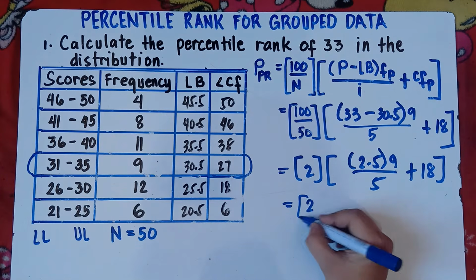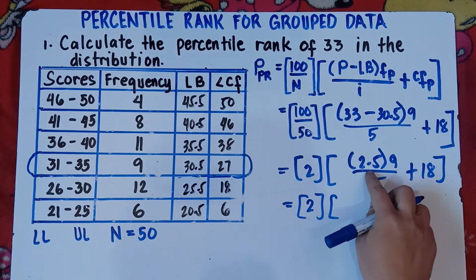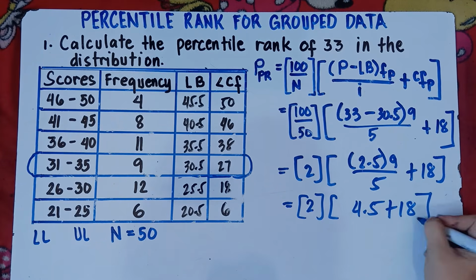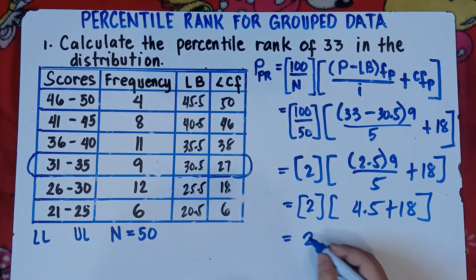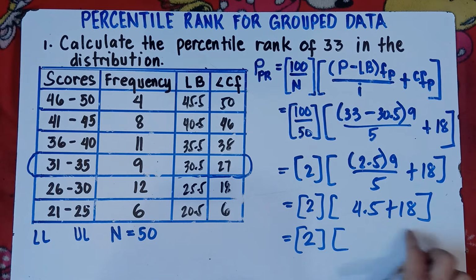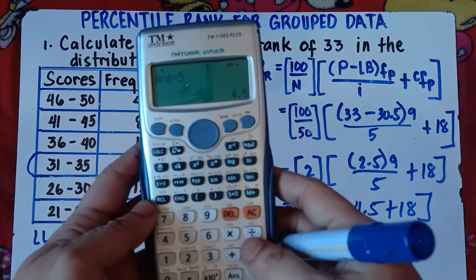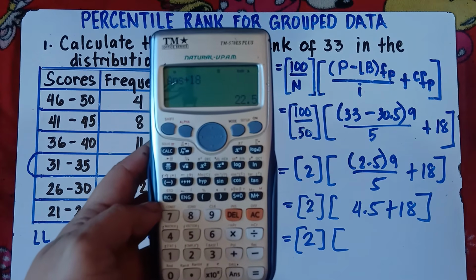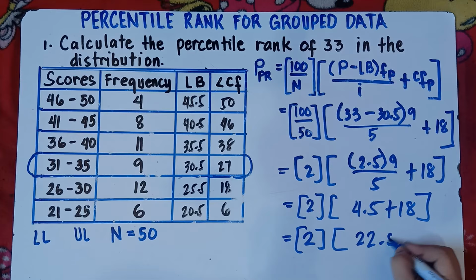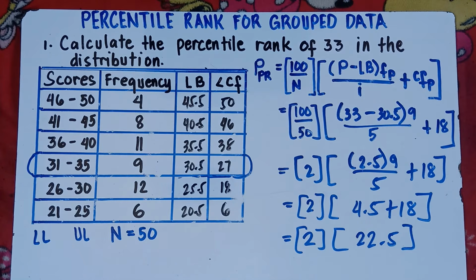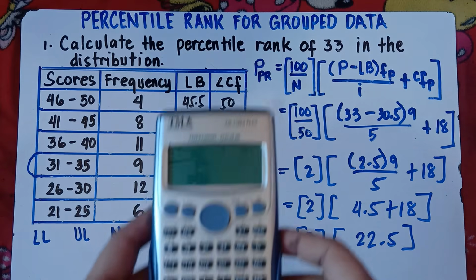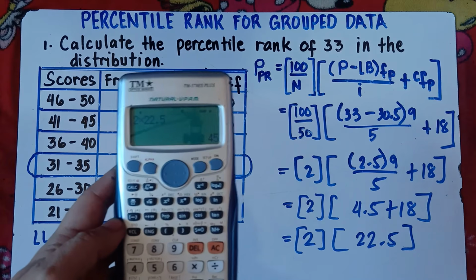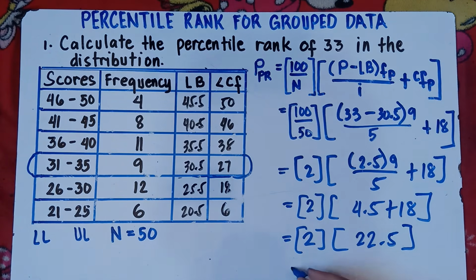So this will be 2 bracket, then 2.5 times 9 divided by 5, that is 4.5, plus 18. Then close bracket. Then you add this one, class. 4.5 plus 18 equals 22.5. Then you multiply, class. 2 times 22.5, that is 45.